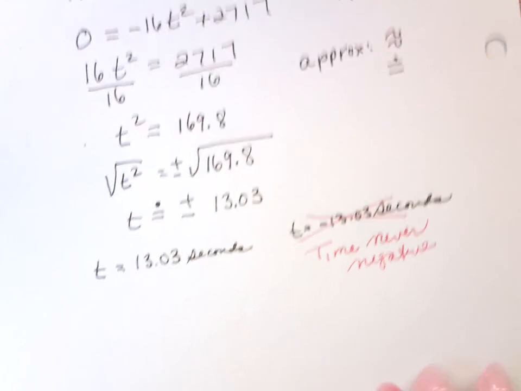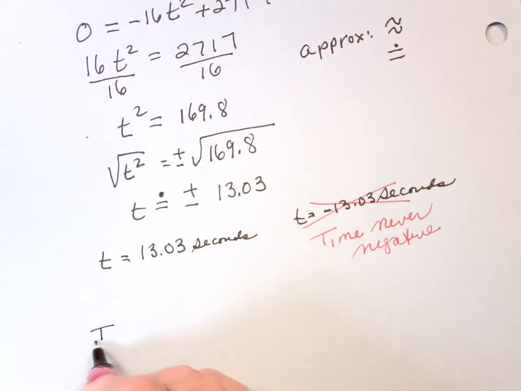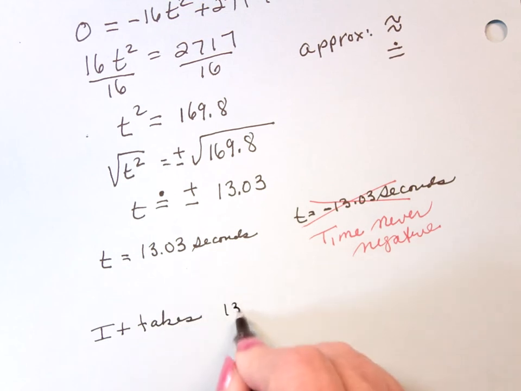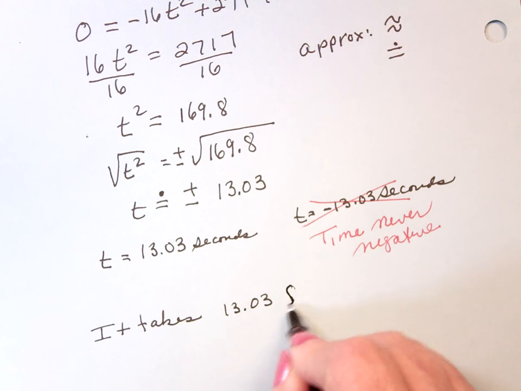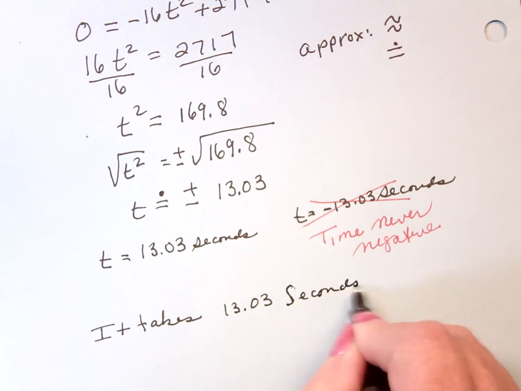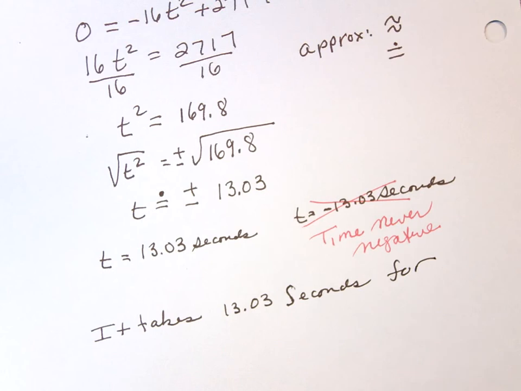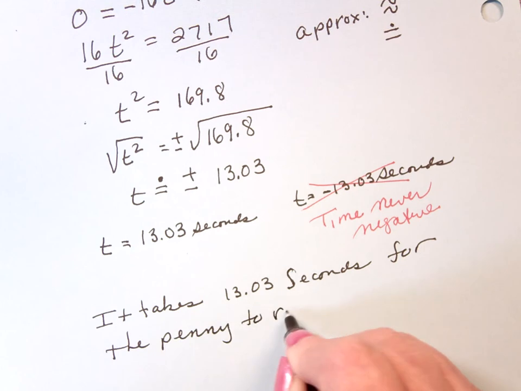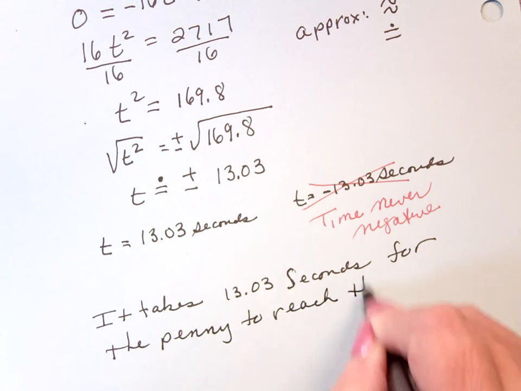So I can say it takes 13.03 seconds for the penny to reach the ground.